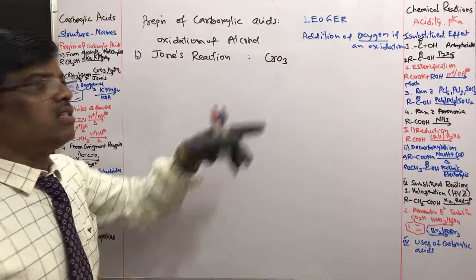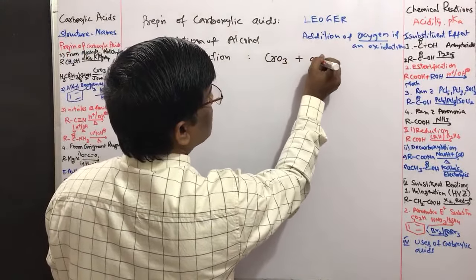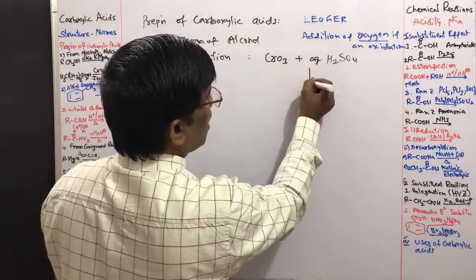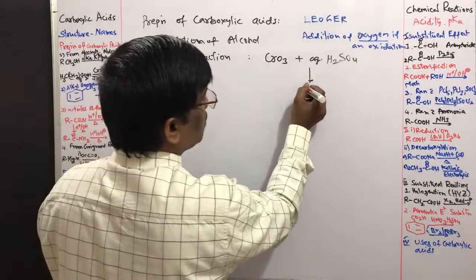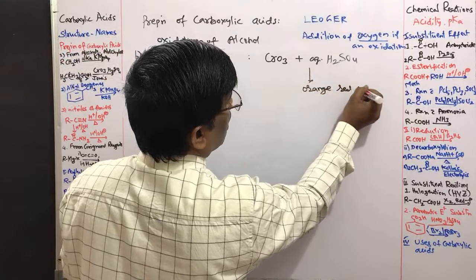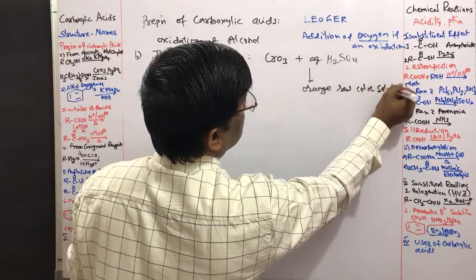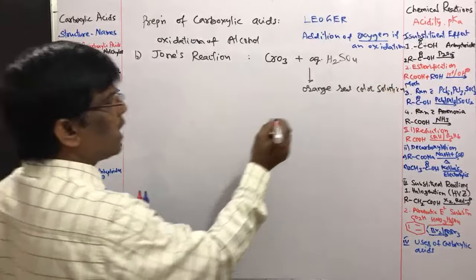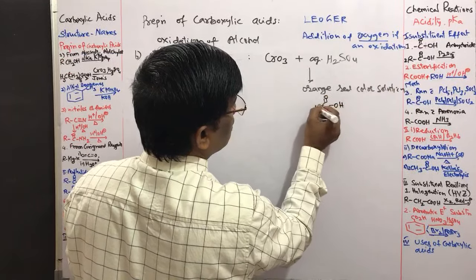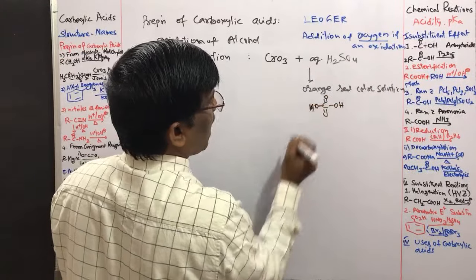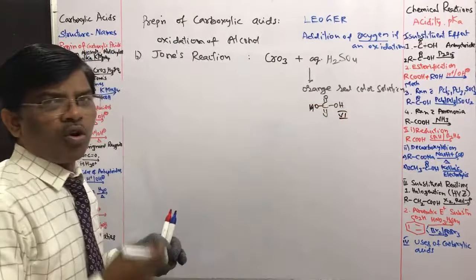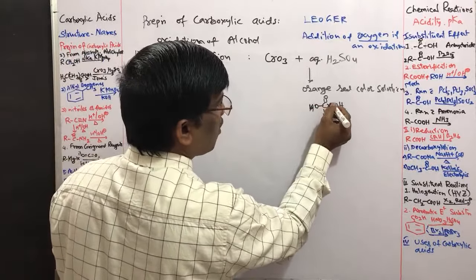It is a solid, students. It will be dissolved in aqueous sulfuric acid to give a yellowish red or orange red colored solution. We are going to have chromic acid. So in this chromic acid, the oxidation state is +6. Chromium is in the +6 form.